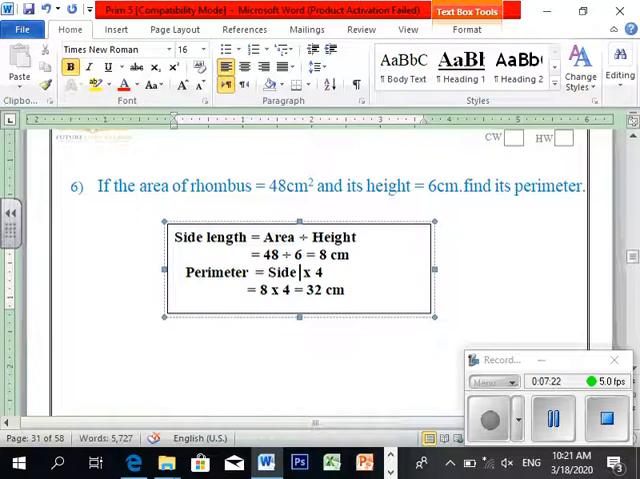Okay. Next, now I have the side length, 8 centimeters. I will use it to find the perimeter. The perimeter of the rhombus, we say, is side by 4, equal 8 by 4, equal 32.